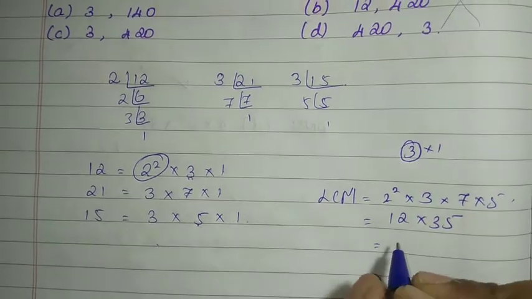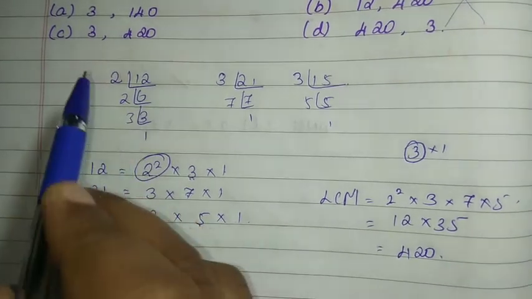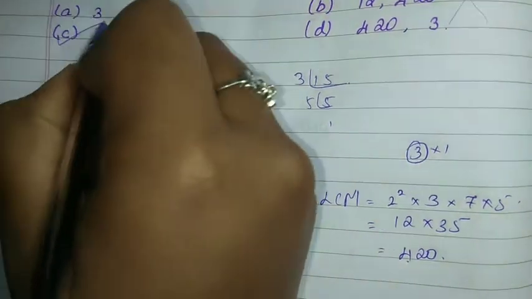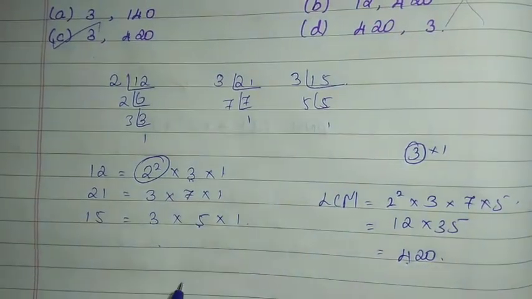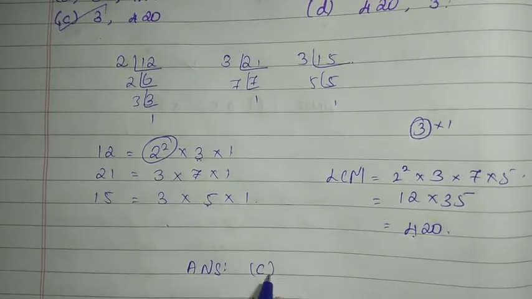So 12 into 35 is 420. So my HCF is 3 and LCM is 420. So option C is right. Therefore my answer will be option C, 3, 420.